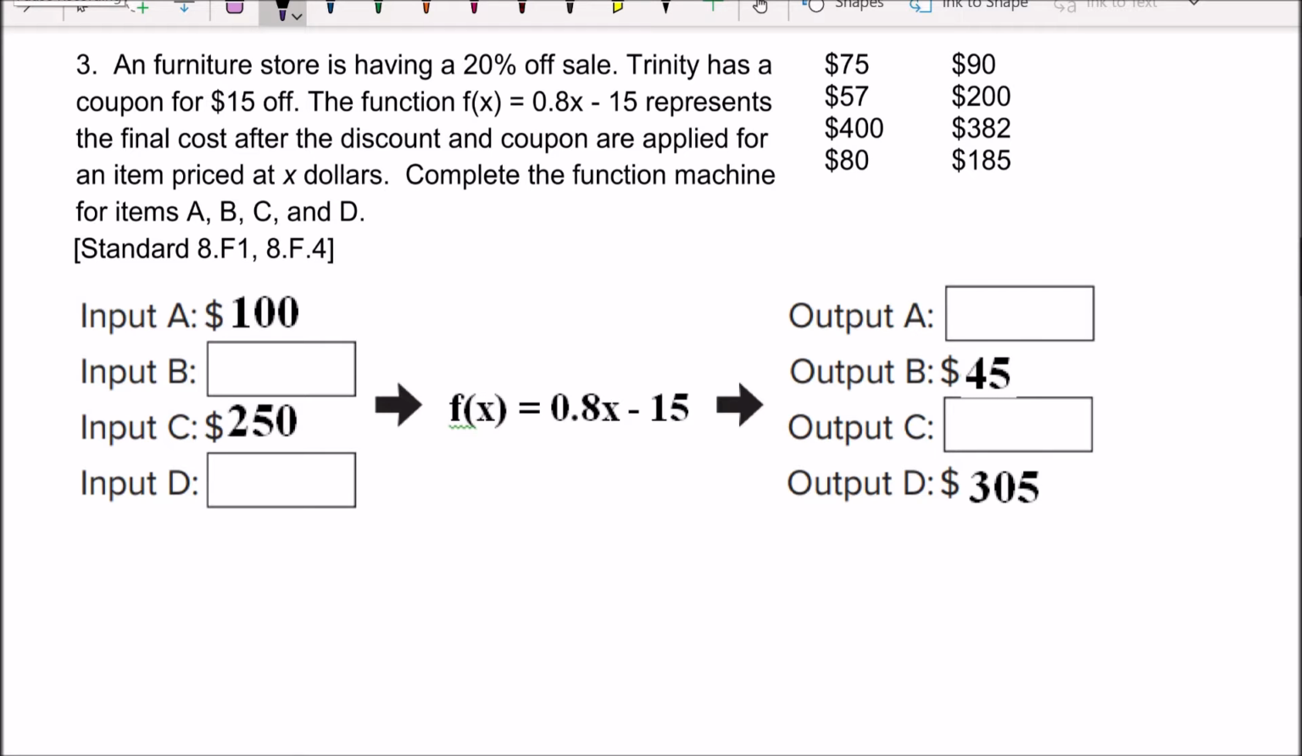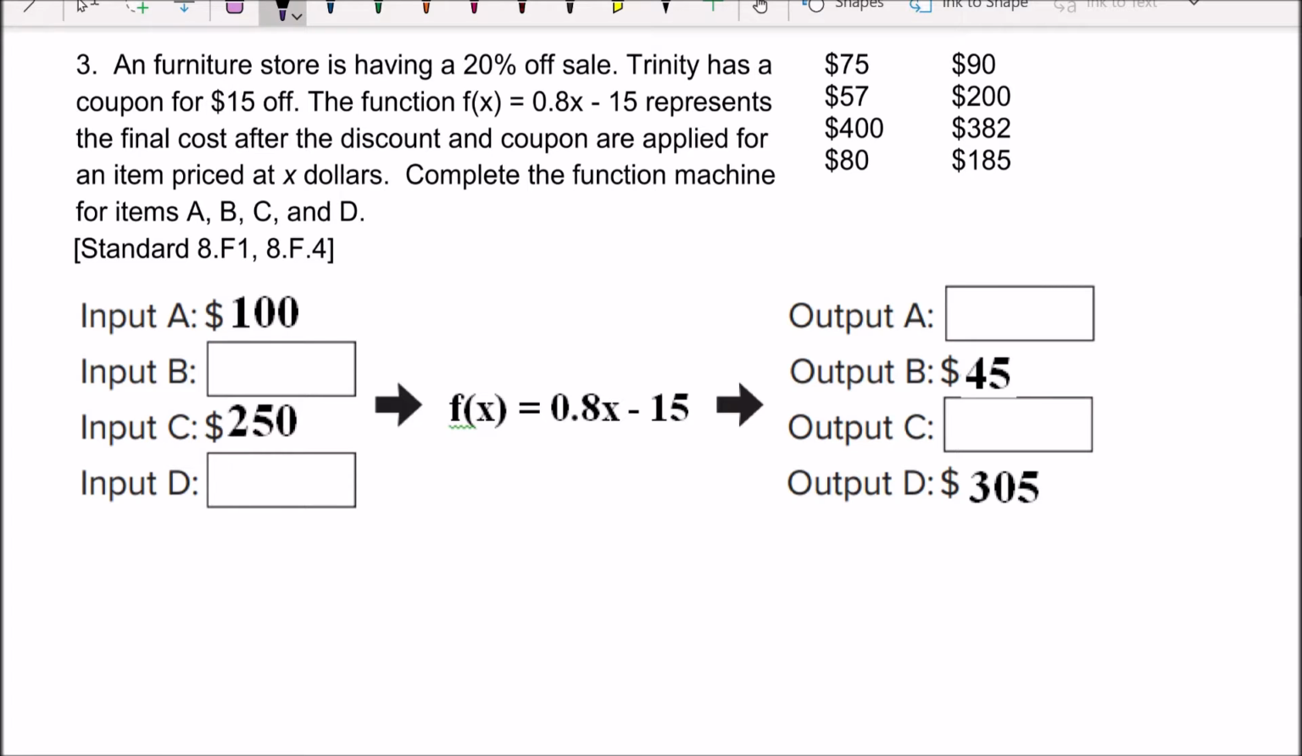Problem 3. A furniture store is having a 20% off sale. Trinity has a coupon for $15 off. The function f of x equals 0.8x minus 15 represents the final cost after the discount and the coupon are applied for an item priced at x dollars. Complete the function machine for items A, B, C, and D.